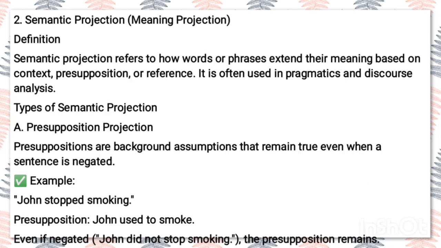Next one is semantic projections, it means meaning projection. Semantic projection refers to how words extend their meaning based on context, presuppositions, and reference in a sentence. Presupposition projections. A presupposition is an implicit assumption that remains true even when the sentence is negated. For example, John stopped smoking. Presupposition is John used to smoke. Even if negated, John did not stop smoking, that assumption that he used to smoke still holds.